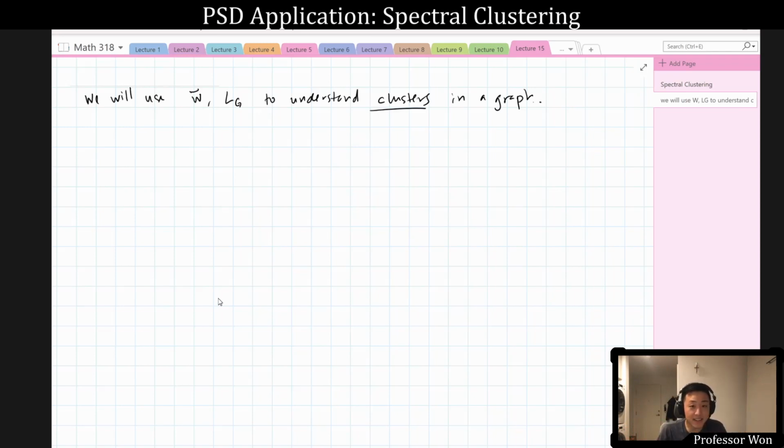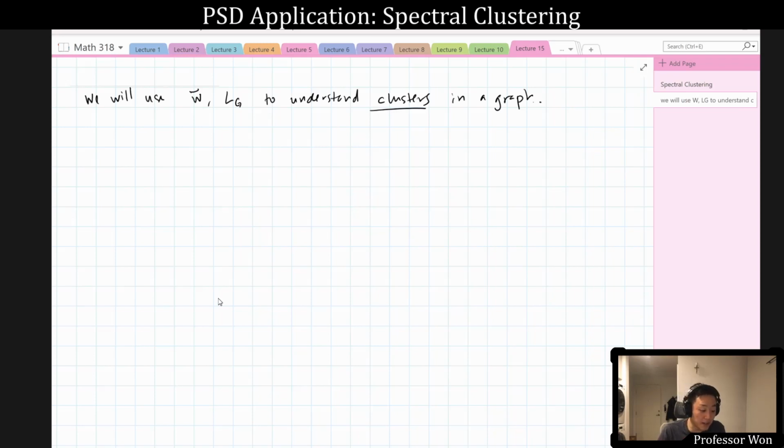Or if you want to study, say, the spread of some disease, right? Then knowing the clusters in your graph sort of tells you where you would expect the disease to spread, like which people are more susceptible to get the disease based on where you found the disease. So understanding the clusters in a graph is a very useful, important thing. And it's still an active area of research, how to understand clusters in a graph quickly.